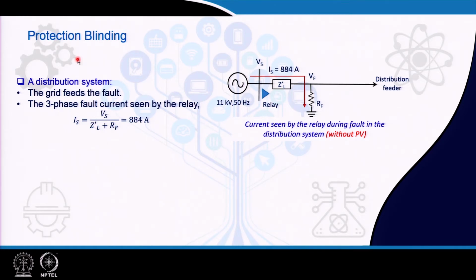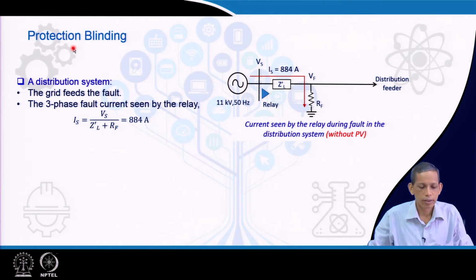Let us come to a few challenges which I would like to see in this lecture related to the distribution system. The first one is on protection blinding. This is a distribution system, 11 kV 50 Hz, and this feeder runs to meet a certain load. A fault happens to be there at point F with a certain resistance RF. This is a three phase fault situation. Therefore, this relay will see a certain amount of current based on the associated fault impedance and the RF. Typically, for a three phase fault, RF is much smaller.